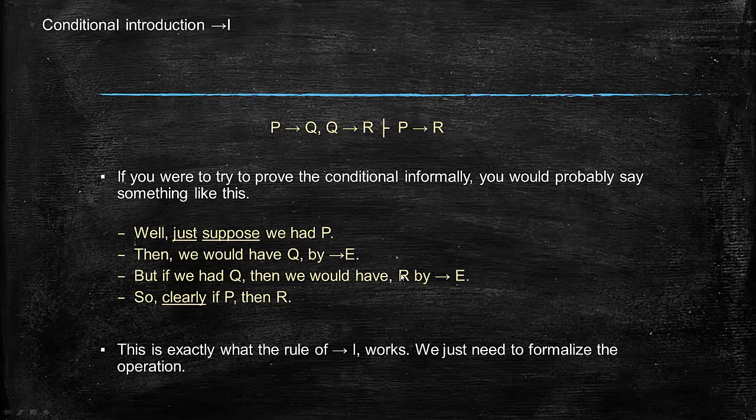So basically, we need a rule that allows us to reason in this way. And that's what conditional introduction is. It's a rule that permits us to reason in a way that's quite clearly valid. Now, what we need to do is we just need to formalize the operation. And as it turns out, that's just a little bit more involved than our other rules. It's actually quite a bit more involved, but it's not that difficult to follow.